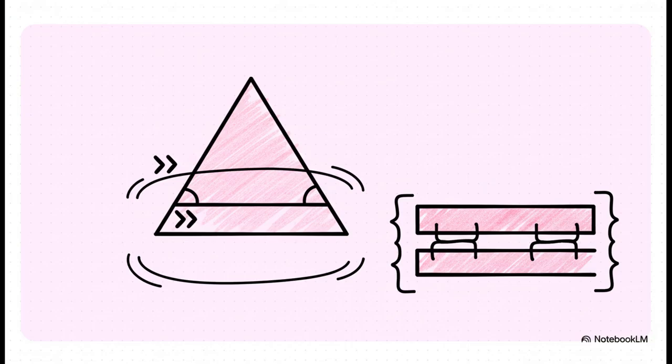Here they are. First, one's about direction. The midsegment is always parallel to the third side of the triangle, the one it isn't touching. And second, it's about size. The midsegment is always exactly half the length of that same third side. That's it. Parallel and half the length. Those are the two big takeaways.